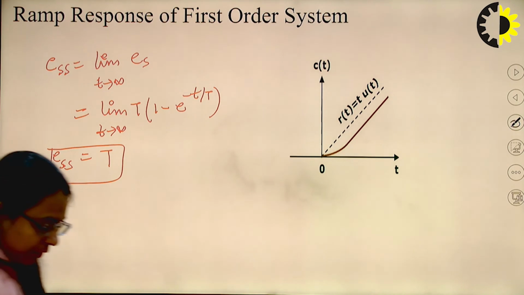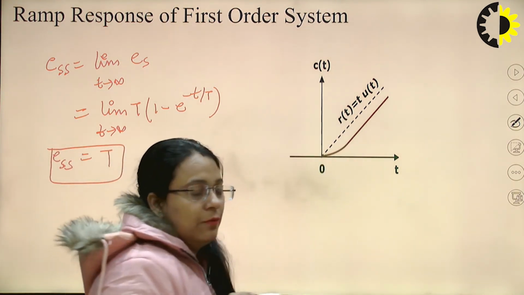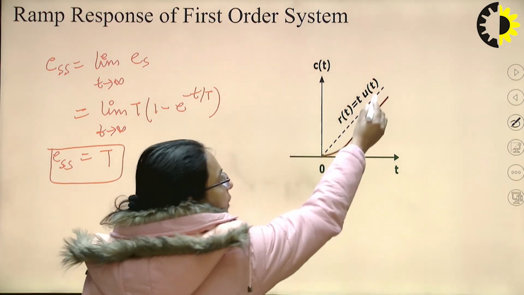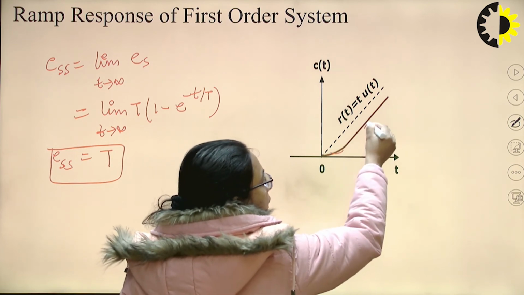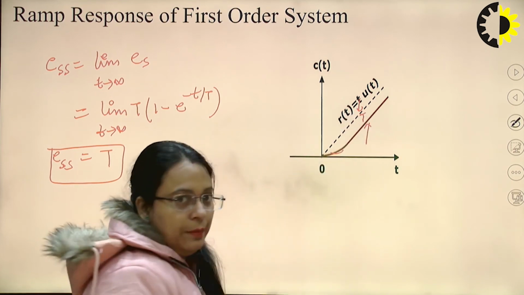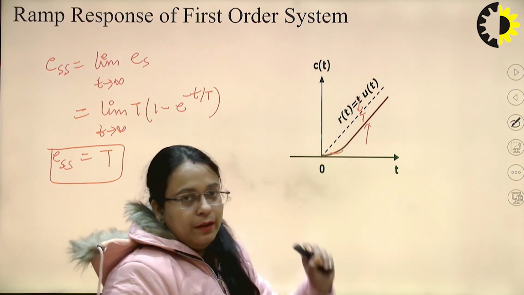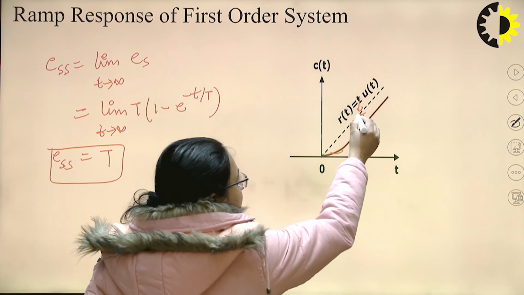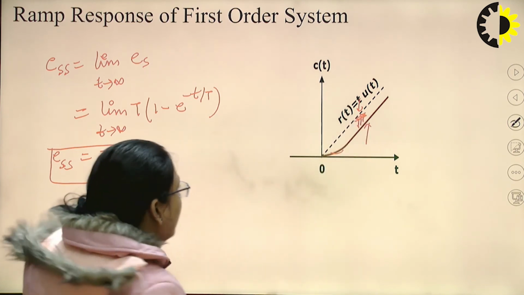Right. So you can see the graph we have observed from the first order system when subjected to unit ramp input will be this. Here this dotted line shows the input and this is the output. You can see that the input velocity matches with the output velocity, but the output velocity lags behind the input by capital T. Okay.